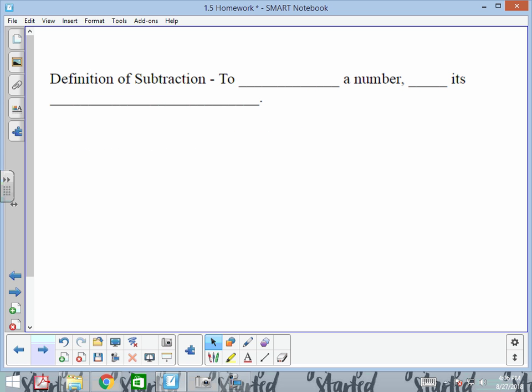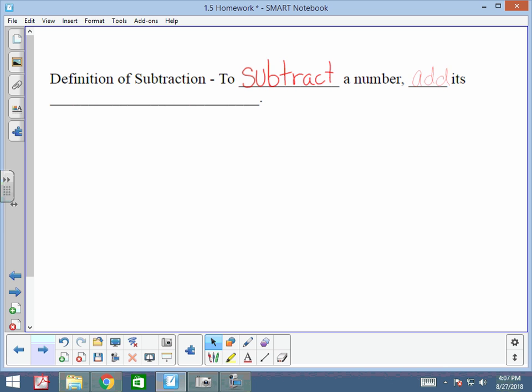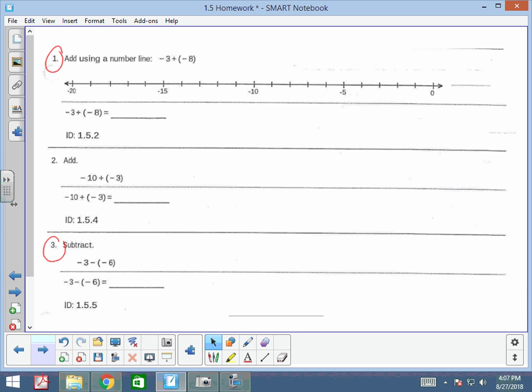All right, definition of subtraction. To subtract a number, add its opposite. All right, so that's the notes. Let's look at some examples of your homework.